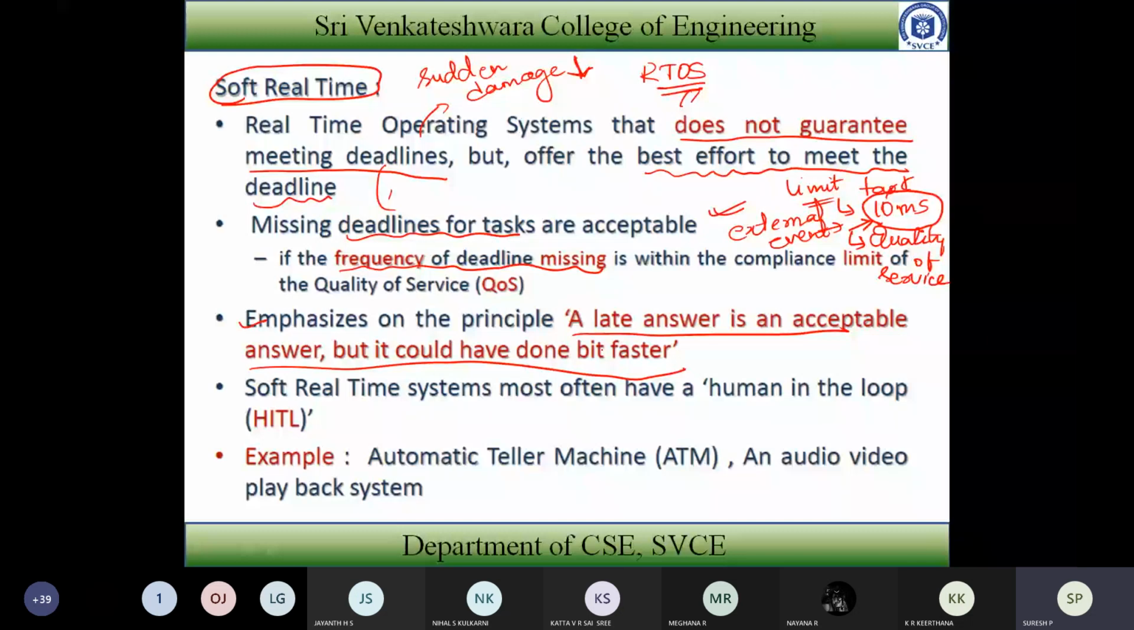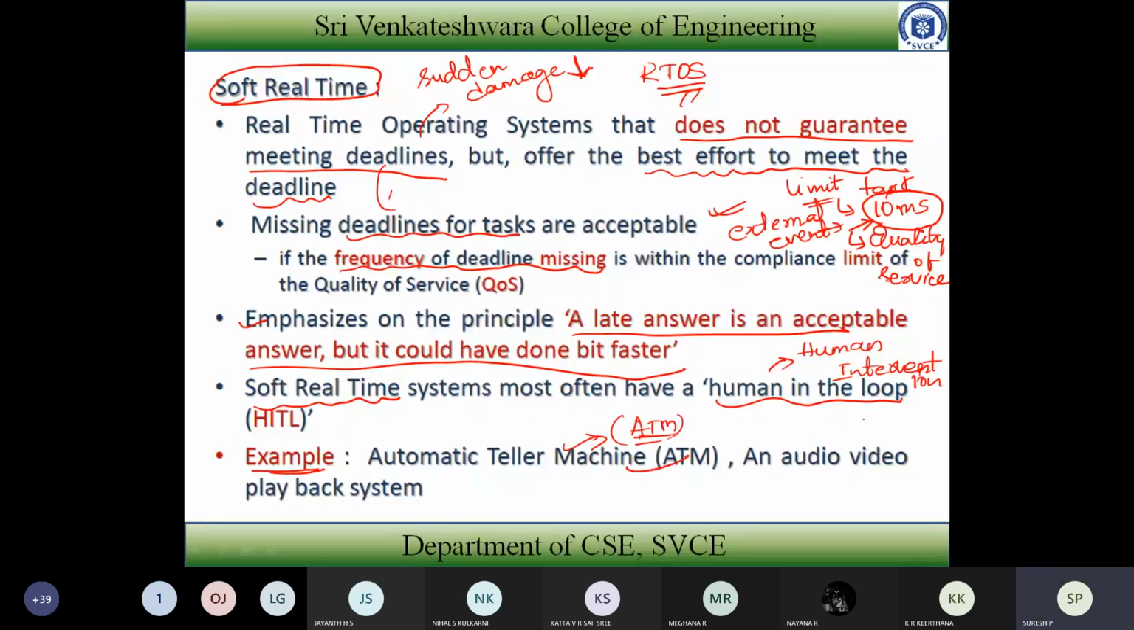Now, when you have soft real-time systems, there is going to be a human in the loop. This type of real-time system will have human intervention. So human intervention should be there in this type of real-time operating system. An example of a soft real-time operating system is the ATM, which you use in your day-to-day life. To withdraw money, you make use of an ATM.